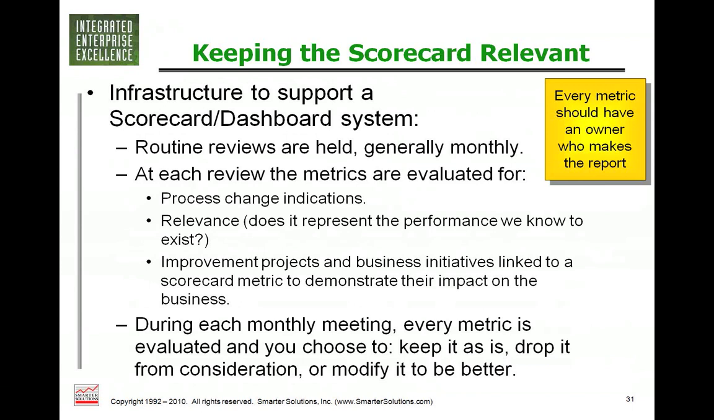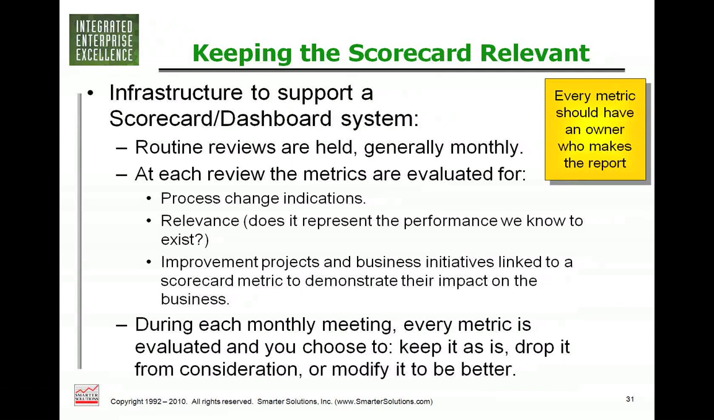Also, to be relevant, all improvement projects and business initiatives should be tied to one of the scorecard metrics. That in the execution of whatever it is, this metric should be changing. If it isn't, you haven't finished. Now, during every meeting, it says every metric will be evaluated, and it should be, and I've had people run through different groups, and that's okay too when you're starting out, but the decision is keep the metric, drop it, or modify it to make it better.